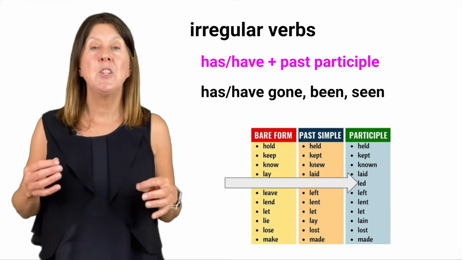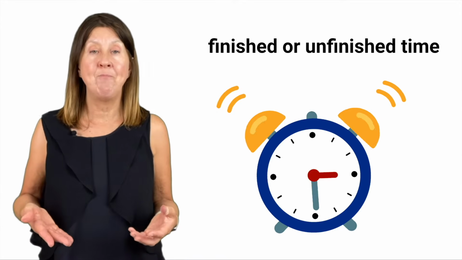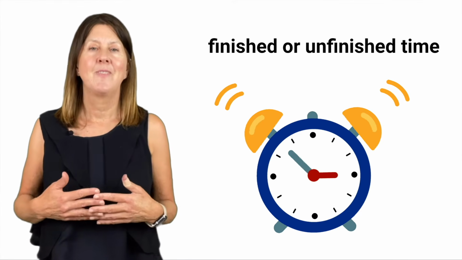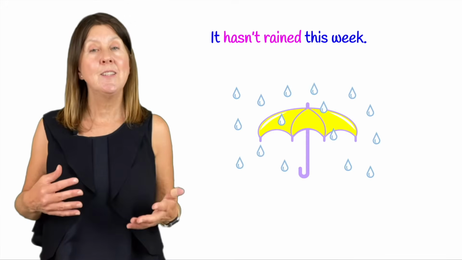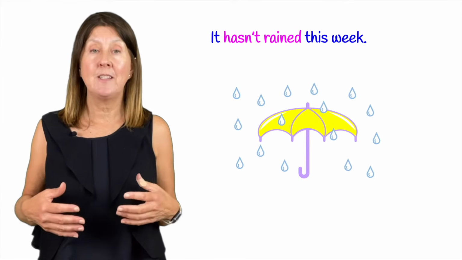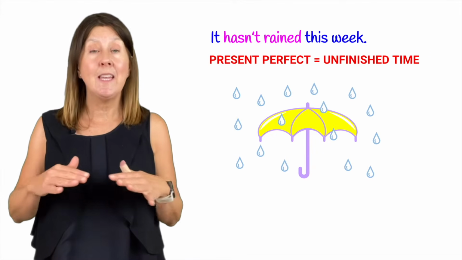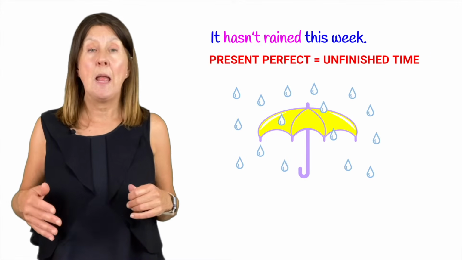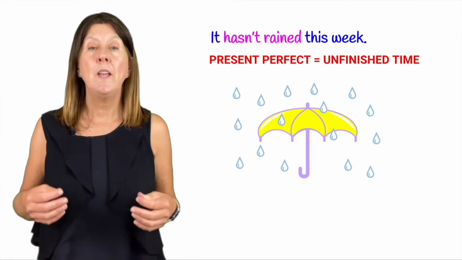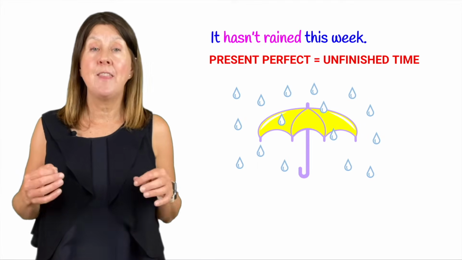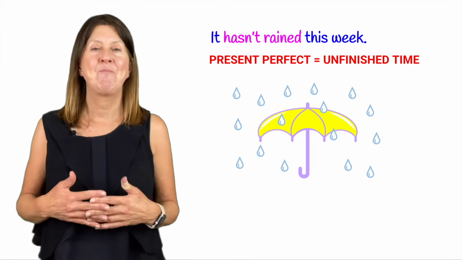So the first major difference in their use is whether you're talking about finished or unfinished time. What does that mean? Let's look at two sentences to understand what it means. It hasn't rained this week. This is the present perfect and is used for unfinished time. It still is this week. The week is not over and it might still rain. Maybe it's Wednesday and it could still rain on Thursday or Friday. The week we're speaking about has not finished and therefore it's unfinished time, and we use the present perfect.